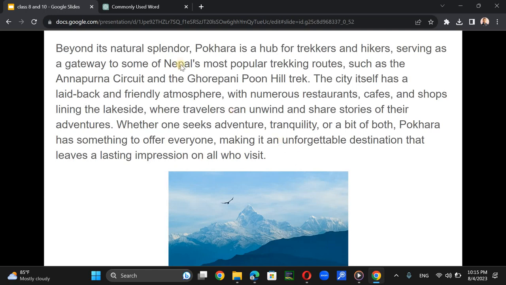And next one. Beyond its natural splendor, Pokhara is a hub for trekkers and hikers, serving as a gateway to some of Nepal's most popular trekking routes, such as the Annapurna Circuit and the Ghorepani Poon Hill Trek. The city itself has a laid-back and friendly atmosphere, with numerous restaurants, cafes, and shops lining the lakeside, where travelers can unwind and share stories of their adventures, whether of adventure, tranquility, or a bit of food. Pokhara has something to offer everyone, making it an unforgettable destination that leaves a lasting impression on all who visit.